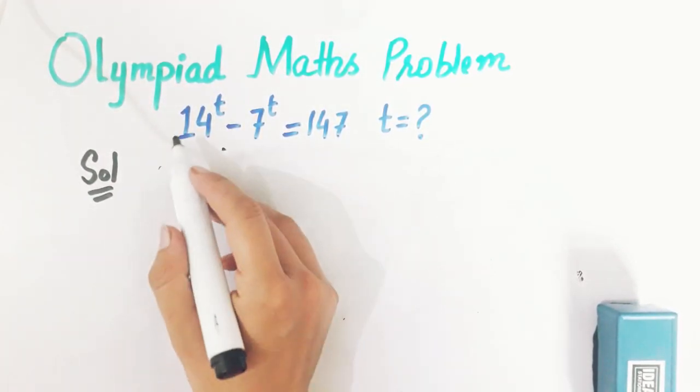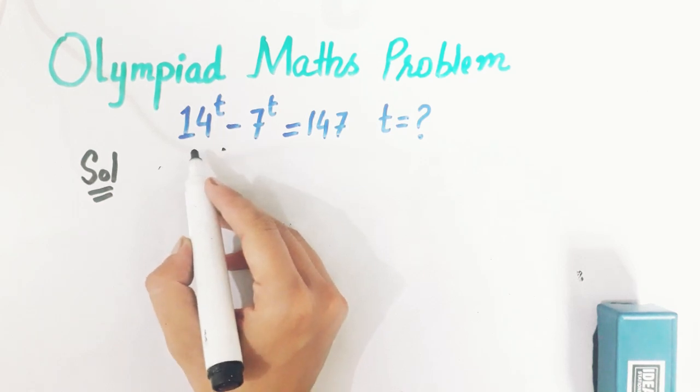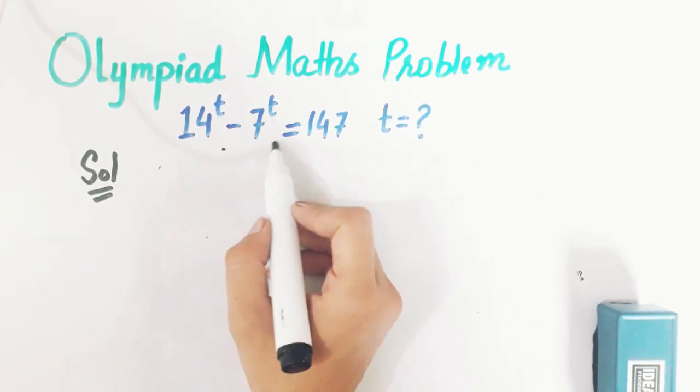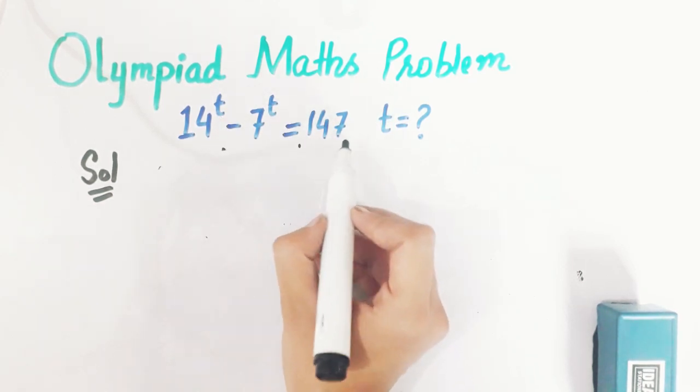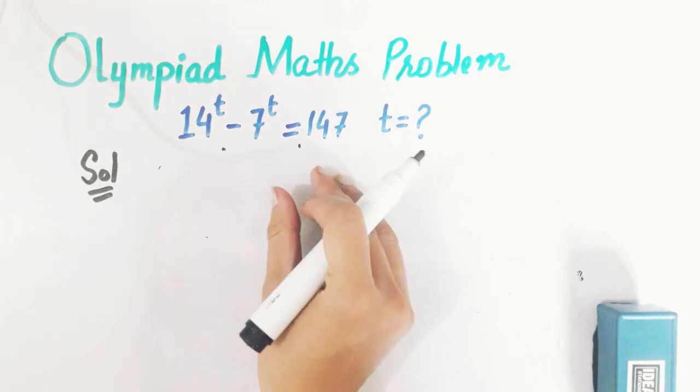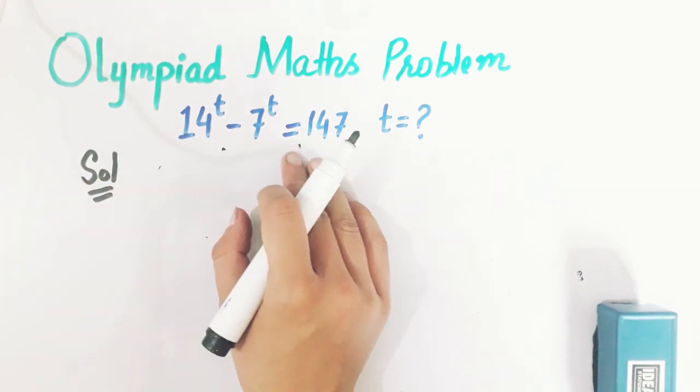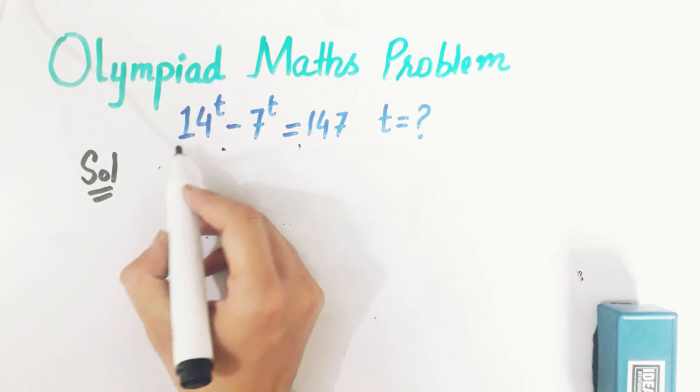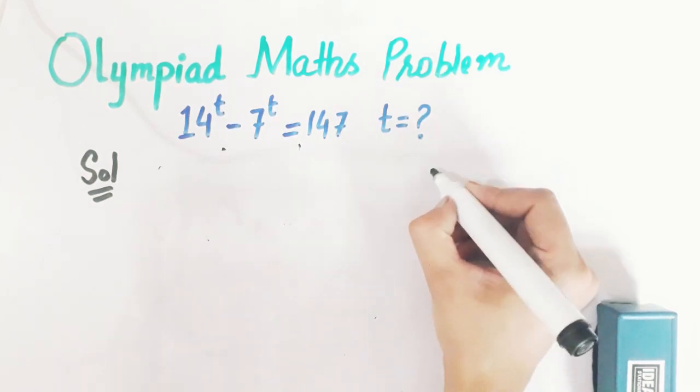In this video, we will solve a very interesting Olympiad problem, that is 14 raised to power t minus 7 raised to power t equals 147. This question looks stunning, but when I solve this, it will become very easy and simple. First of all, we will apply an important rule here.